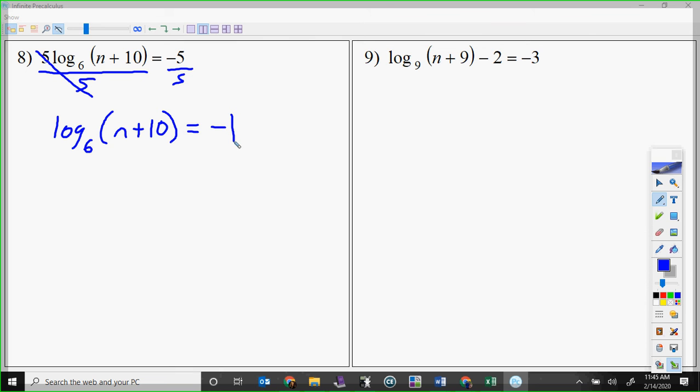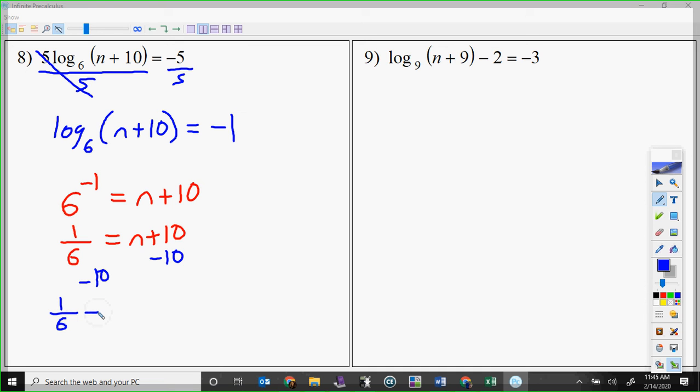So I got the log by itself. Now we're going to change the form to exponential. 6 to the negative 1 equals n plus 10. 6 to the negative 1 is just 1 over 6. If I subtract 10 from both sides, well, 1 over 6 minus 10, if I write 10 with a denominator of 6, I get 60 over 6, which is negative 59 over 6.